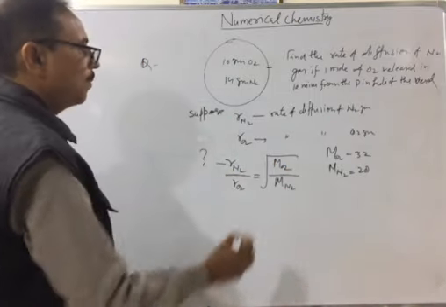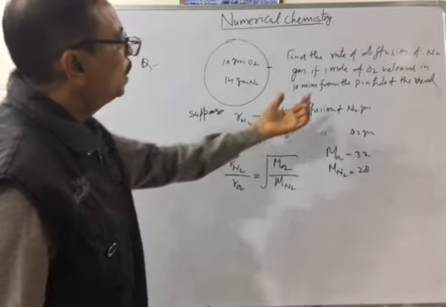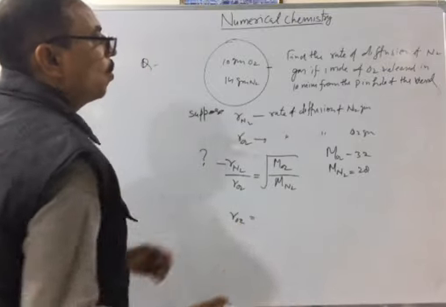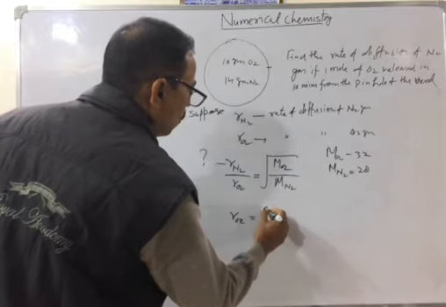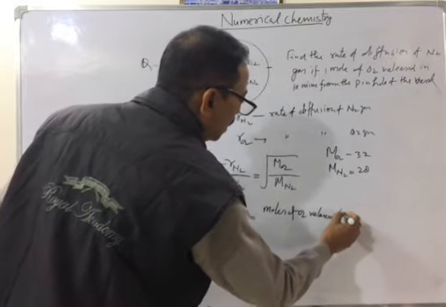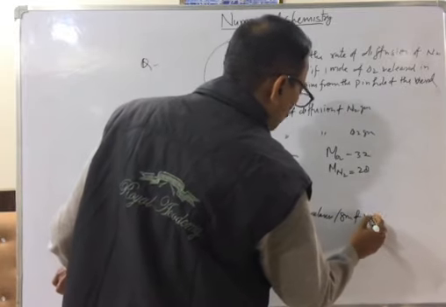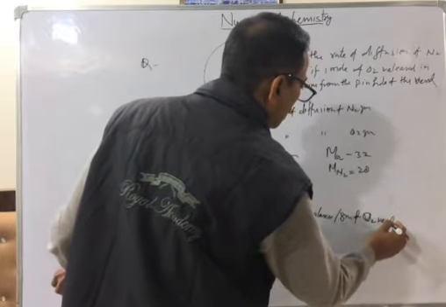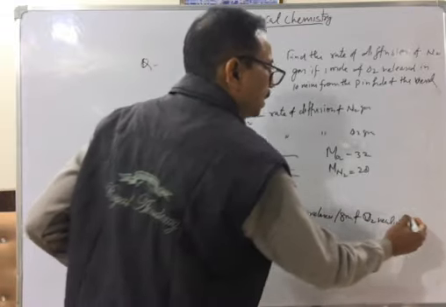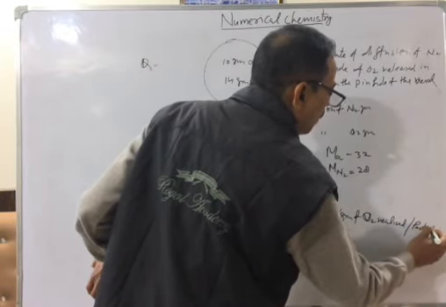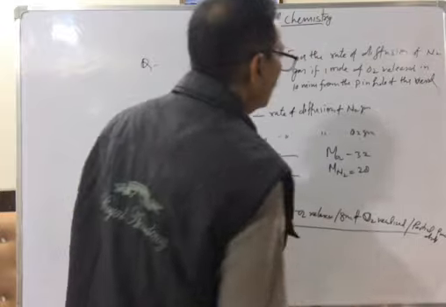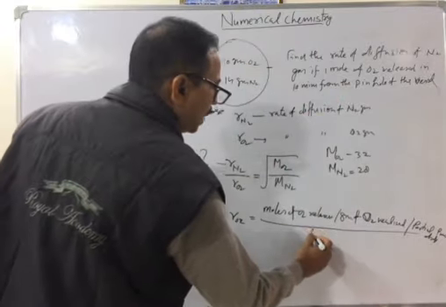So if we calculate the rate of diffusion of oxygen, it means the moles of O2 released, or maybe the grams of oxygen released, or the partial pressure dropped, all are the same thing, divided by the time taken. Rate means in what time.